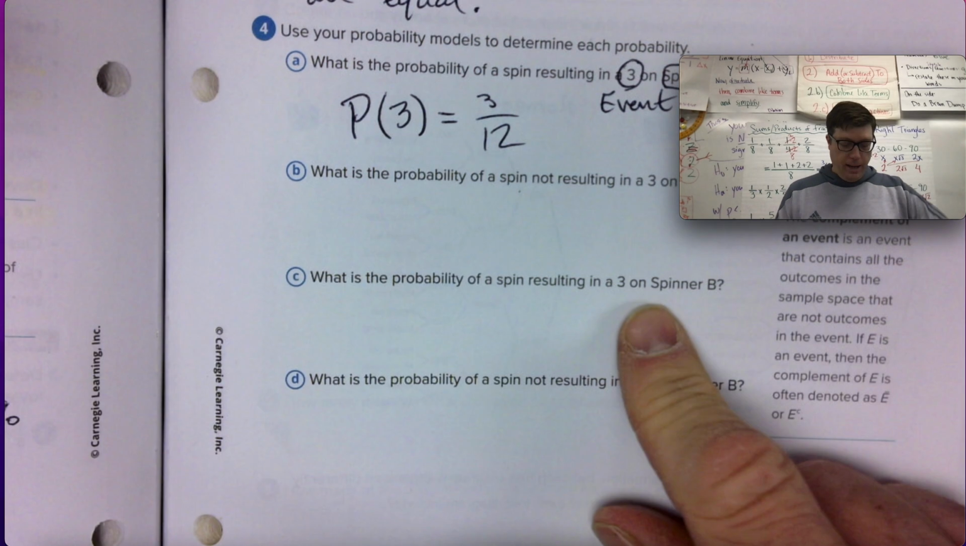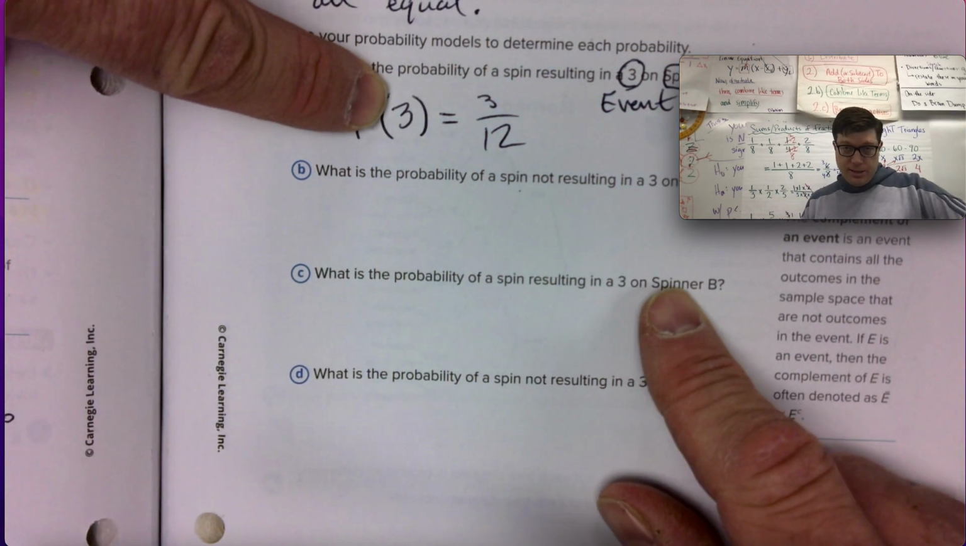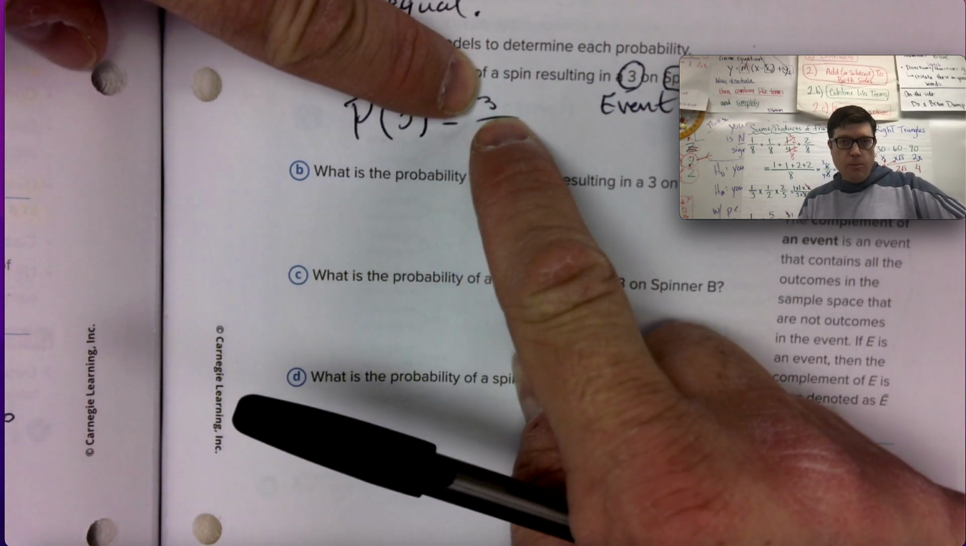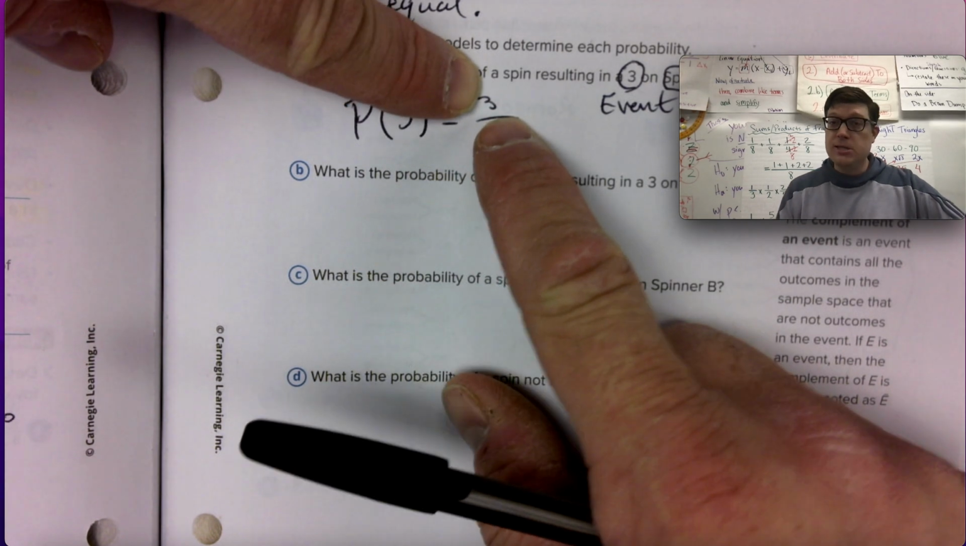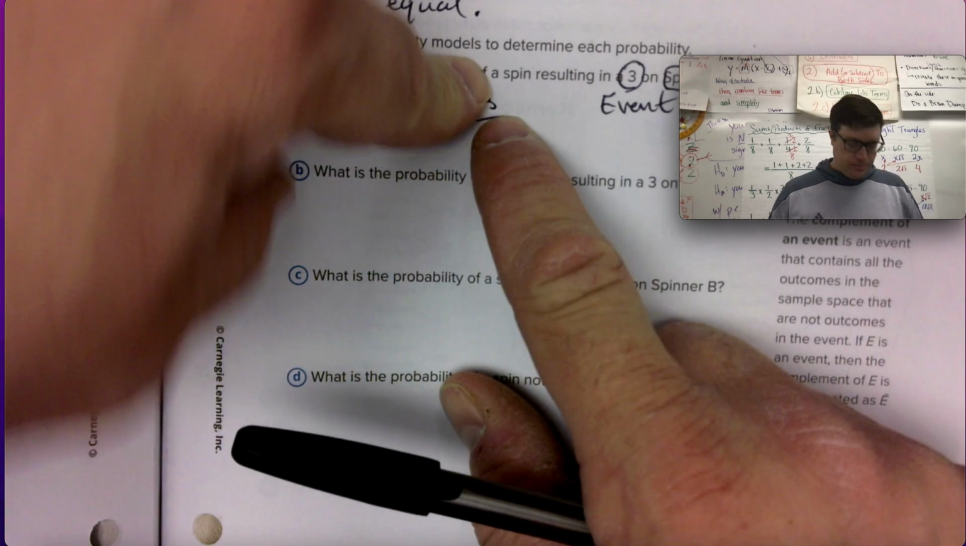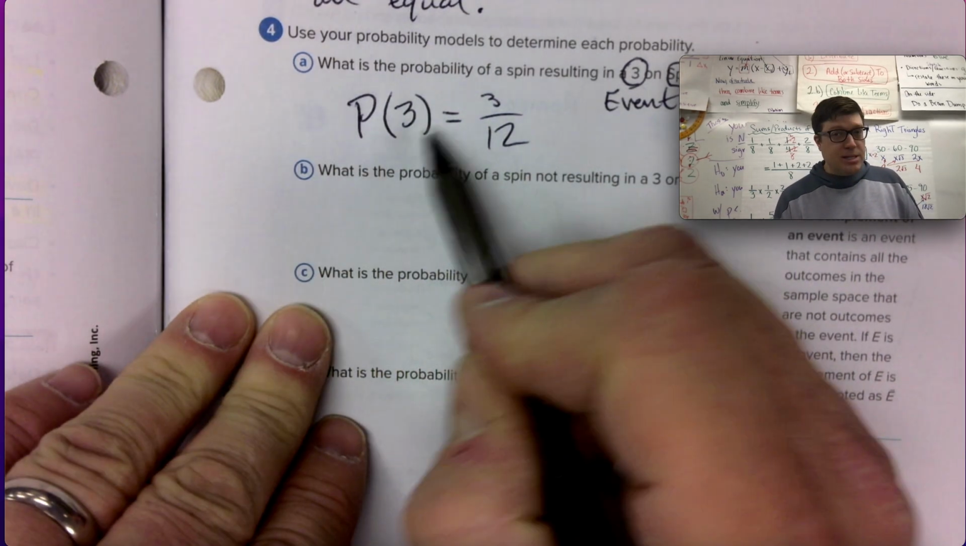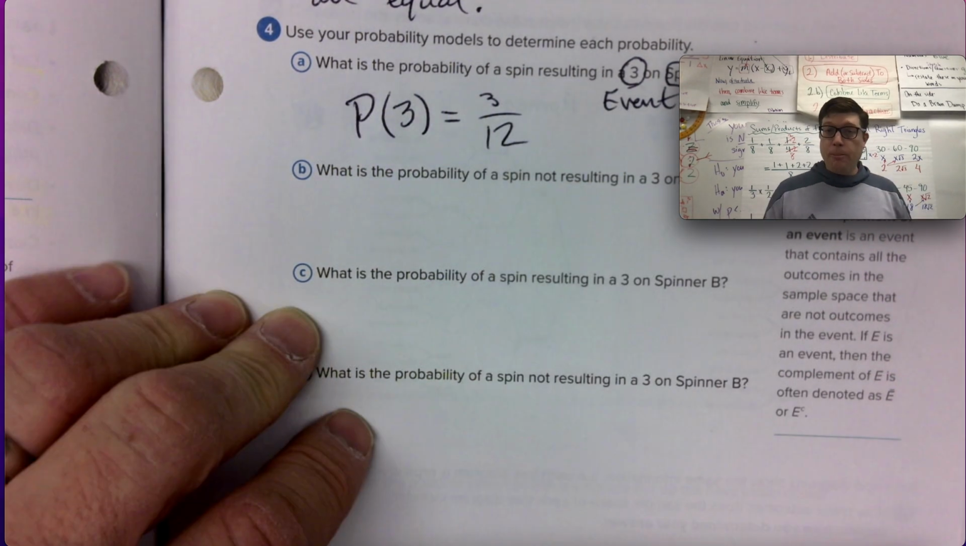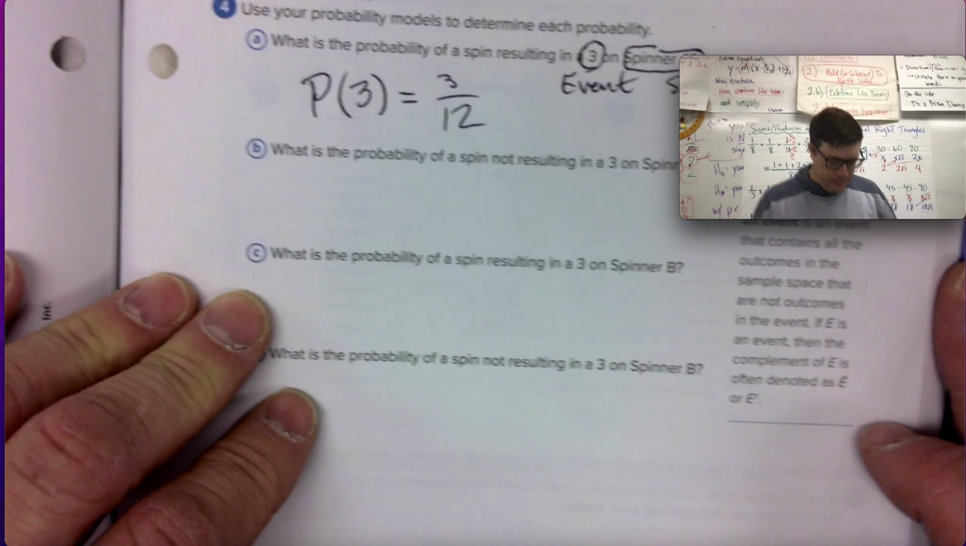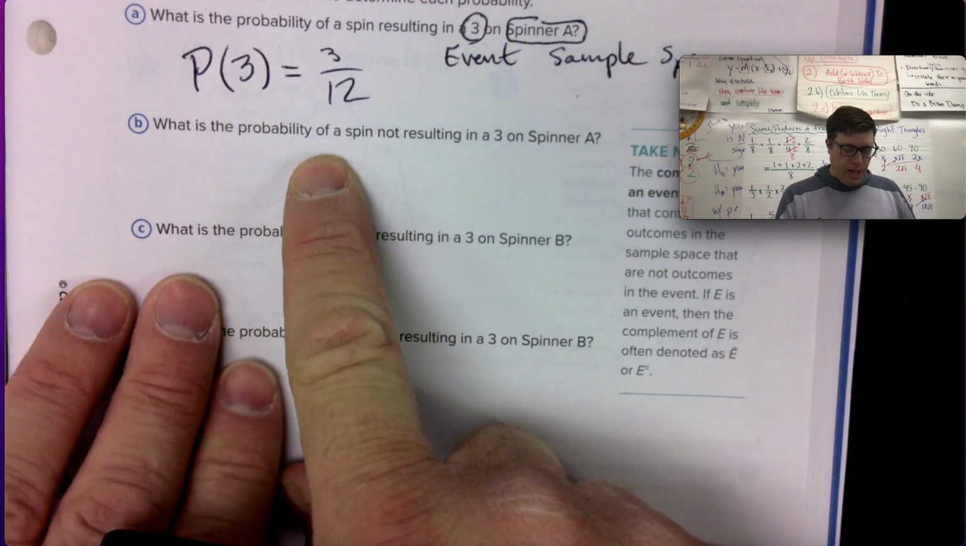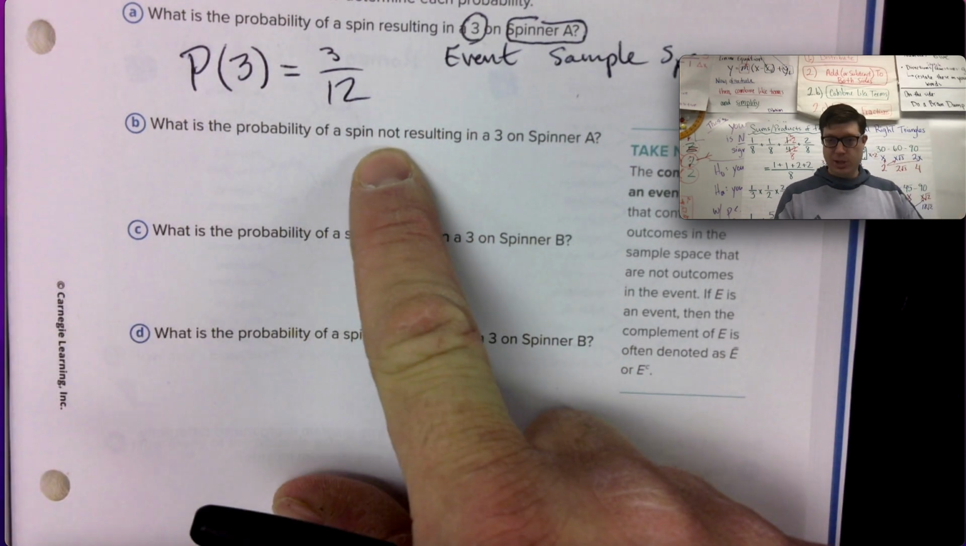with spinner A. Well, there is the fraction that came from the probability model, 3/12. Now, mind you, this 3 is the event. This 3 is how many 3s are in the spinner, and there are 3 3s. So these are not meant to be the same. In fact, let's look at 4B just to kind of see a difference, right? What is the probability of a spin not resulting in a 3?